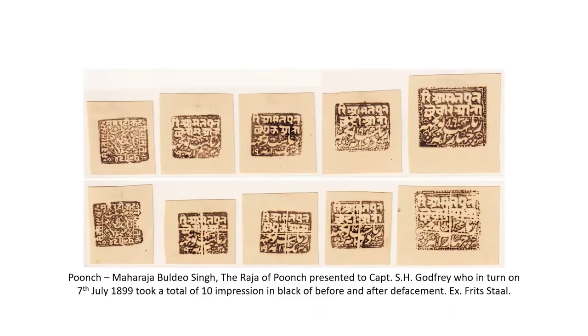So the dies were defaced because Jammu and Kashmir had a big problem. The dies were used to reprint stamps and sell to unsuspecting collectors in Europe. So in 1899, the Maharaja of Poonch decided to have the dies defaced. There were basically only four dies. And they took 10 impressions before the die was defaced in black ink and 10 impressions after they defaced the die. And if you notice, except for the die on the left where they nicked a big chunk out of one of the sides, the other four dies, they basically crossed out and X'd out.